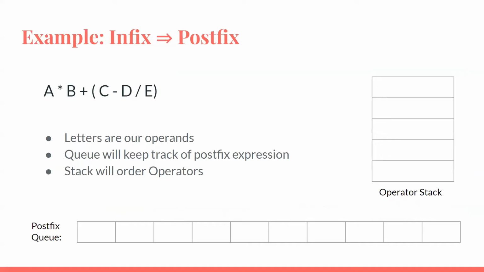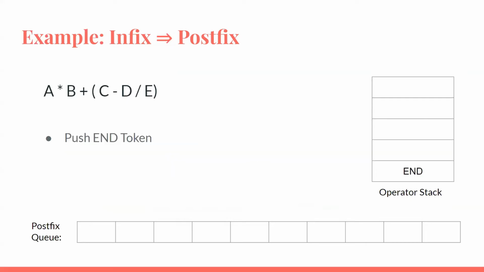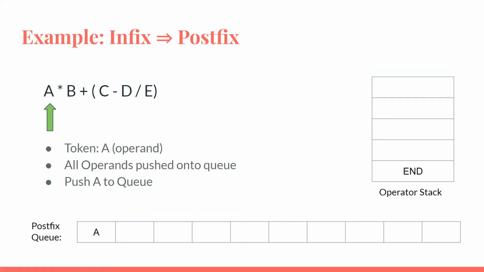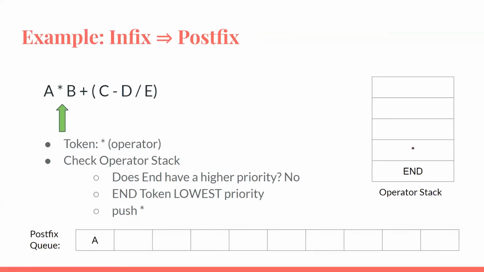So let's go through one example. So here our letters are our operands, so A, B, C, D, E. Our queue is going to keep track of our postfix expression, and a stack is going to order our operators. First thing we're going to do is push the end token onto the stack. Second thing, we're going to look at the A. We notice it's an operand, and when you see an operand, just immediately push it to the queue. Don't even worry about the operator stack. Operands, queue. Simple enough.